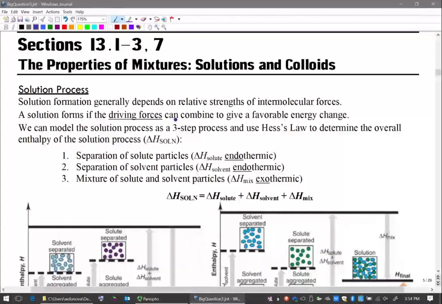So we can model the solution process as if it were 3 steps. Now, this is a model. It is not literally 3 separate steps. The reason for 3 steps is to use Hess's law. Because if you can break it up into 3 mythical steps that you know the enthalpies of, then you can use Hess's law to do the enthalpy. It's not actually 3 separate steps. The 3 steps are, you separate the solute particles. Let's say I got sugar dissolving in water. So step 1 would be separate the sugar molecules from each other to make room for the water.